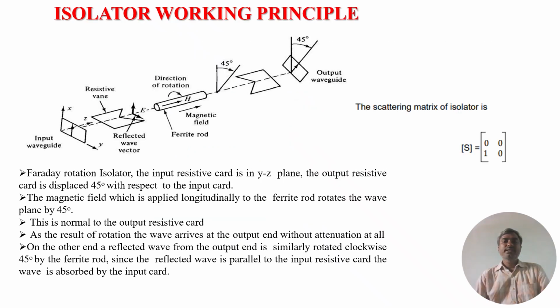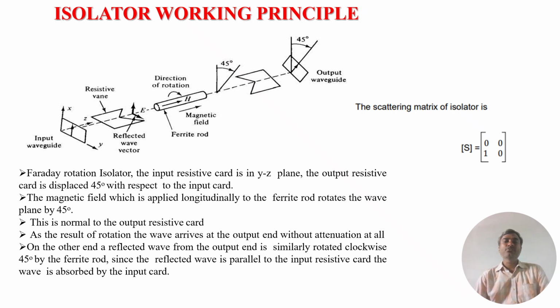As we discussed earlier, an isolator is a two-port network, so it will have a scattering matrix of dimension 2 cross 2. So the element S21 alone has value 1, all other elements are 0. Construction wise, the Faraday rotation isolator consists of two resistive cords, namely the input resistive cord and the output resistive cord, and it consists of a ferrite rod between the input resistive cord and the output resistive cord.